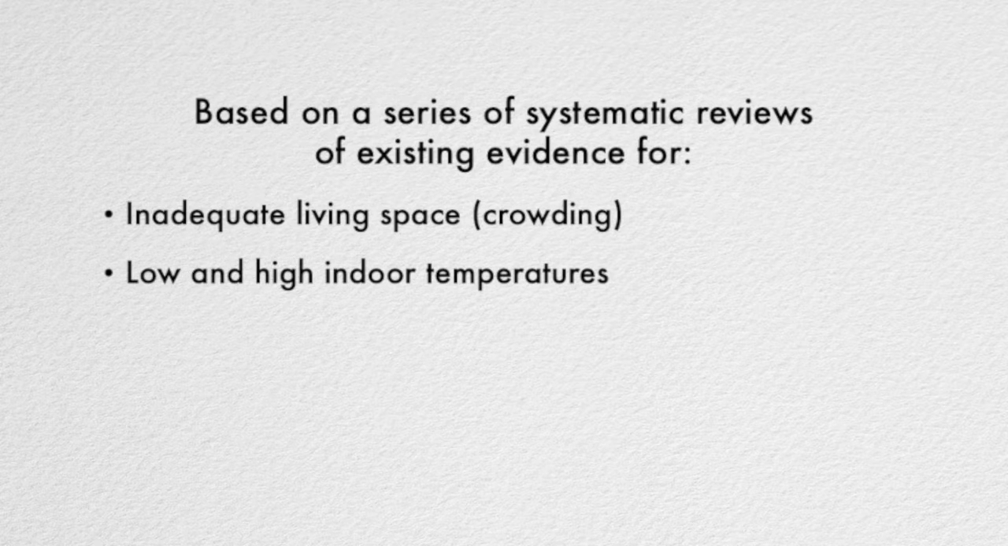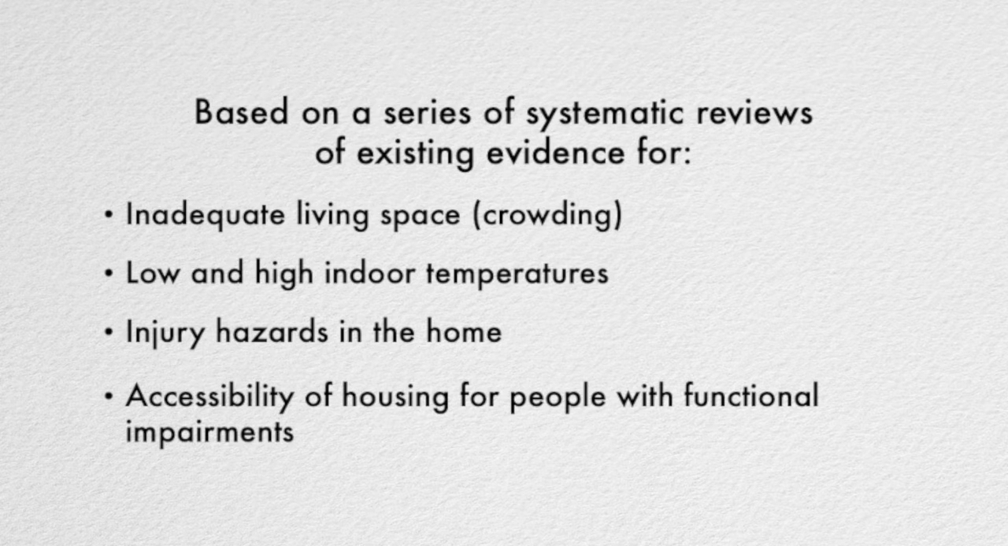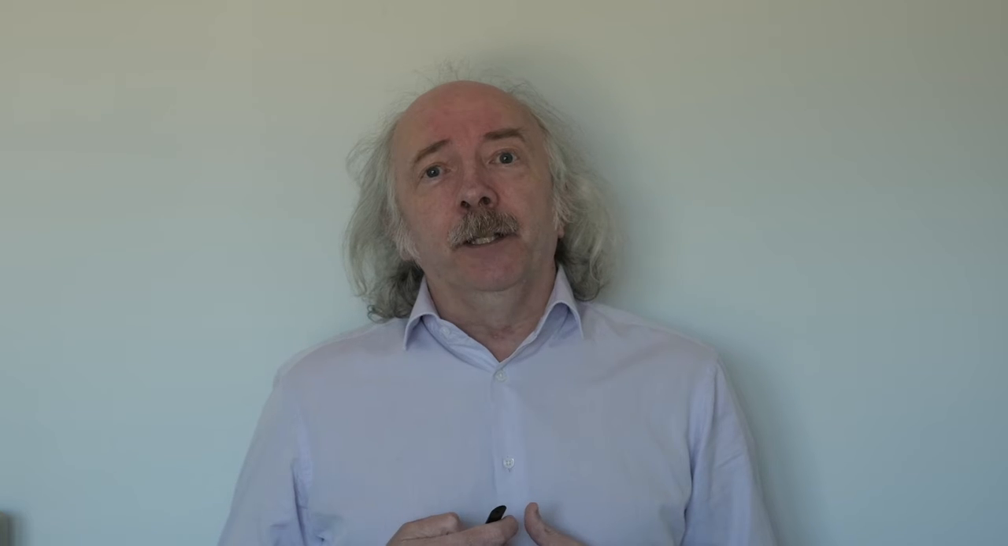Low and high indoor temperatures. What can be done about them, and what are the health consequences of them? Injury hazards at the home. How to determine how many injury hazards there may be and what to do about them. And then accessibility of housing for people with functional impairments. So those were the areas that were tackled in the systematic reviews to inform the recommendations in the guidelines.